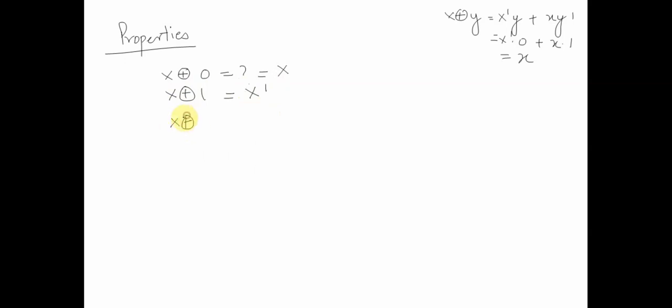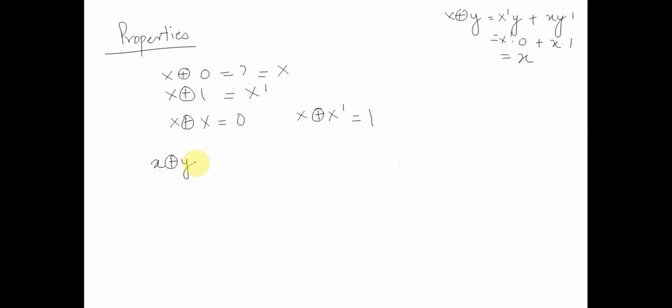A number XOR with itself will always be 0. This we have already seen. And a number which is XORed with its complement will always be equal to 1. Correct. And then the remaining properties of associativity and commutativity hold good for XNOR operations.